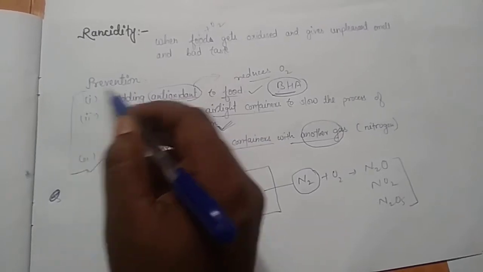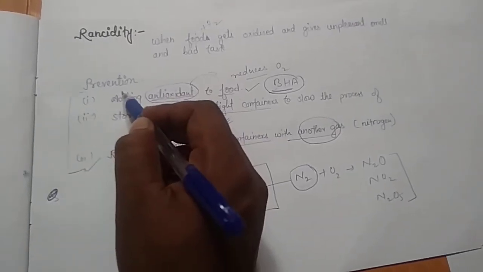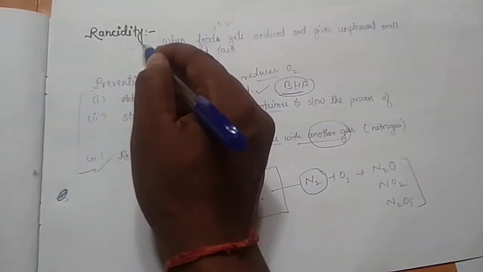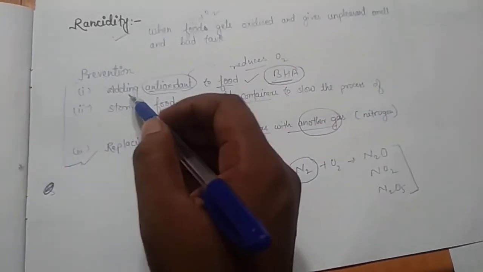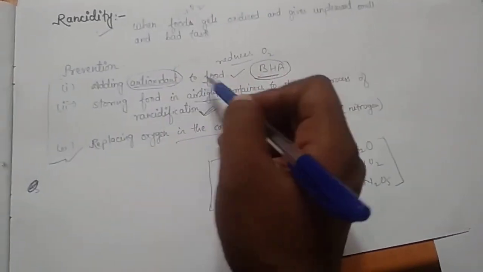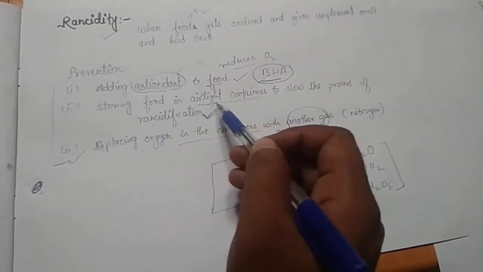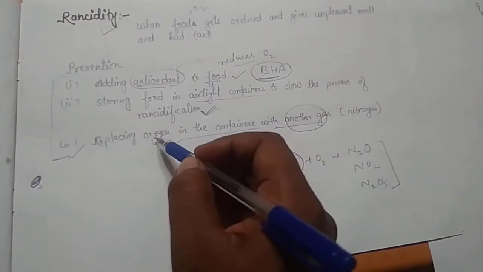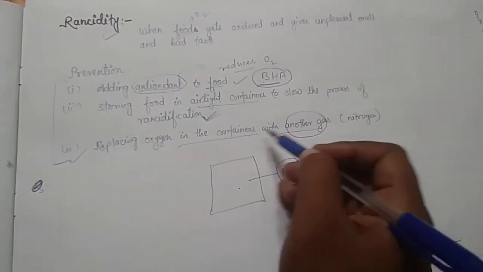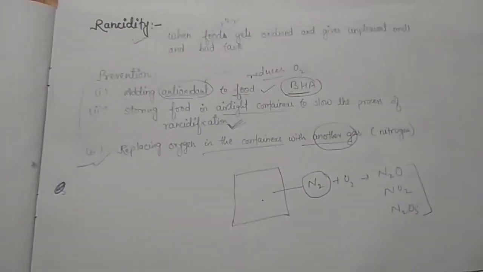How can we prevent food material from rancidity? Clear, children? So note this point: adding antioxidants to food, storing food in an airtight container to slow the process of rancidification, and replacing oxygen in the container with another gas.